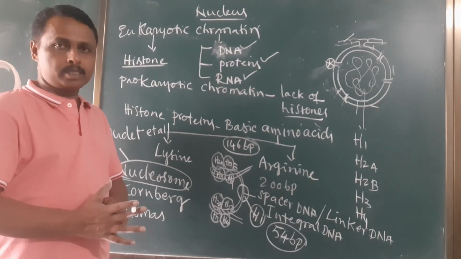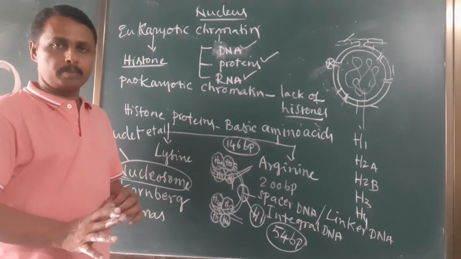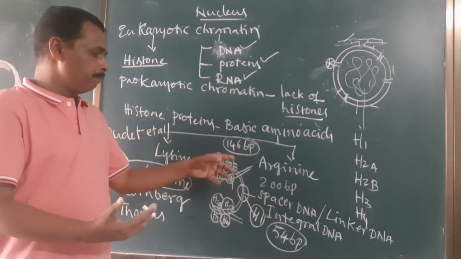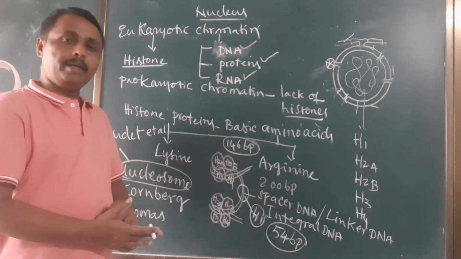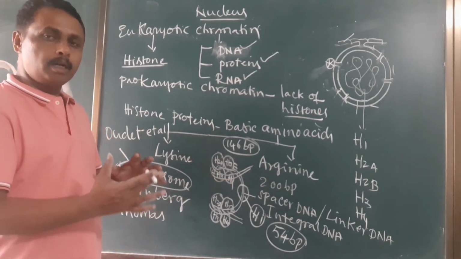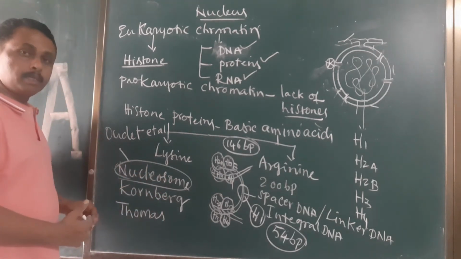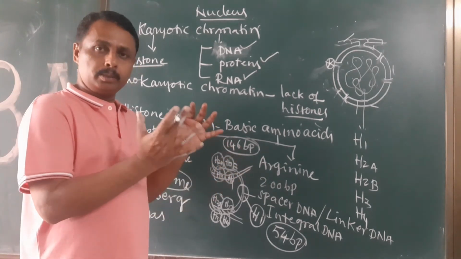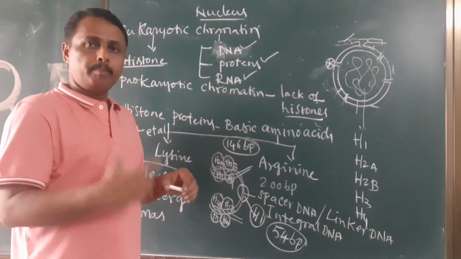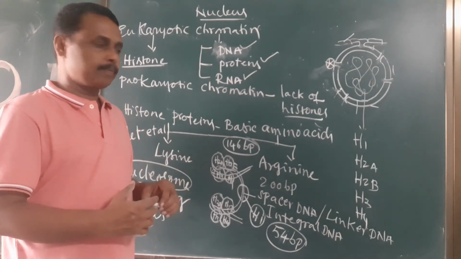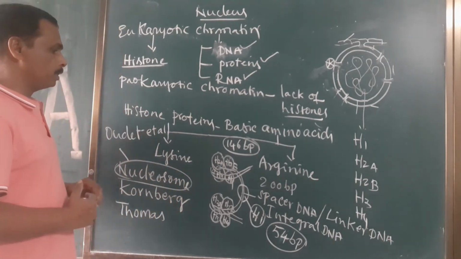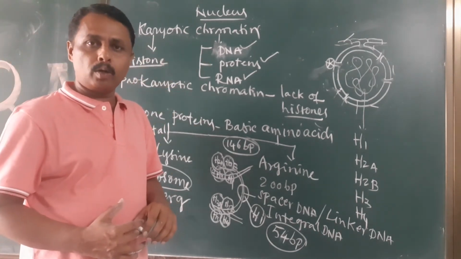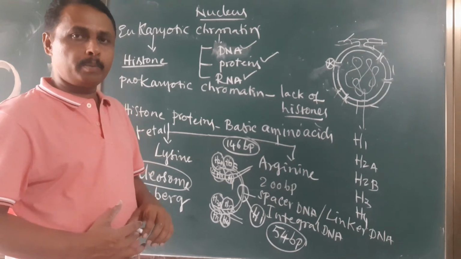DNA is a negatively charged molecule. Histone proteins are positively charged molecules. So there is a meaningful bonding between histone proteins and the DNA material. That is the reason why this nucleosome model was the universally accepted model to describe how the DNA and histone proteins are beaded in a nucleus. Yes. So that is about the histone proteins. These histone proteins are present in the eukaryotic chromatin, but not in the prokaryotic chromatin. In prokaryotic chromatin, these are absent.